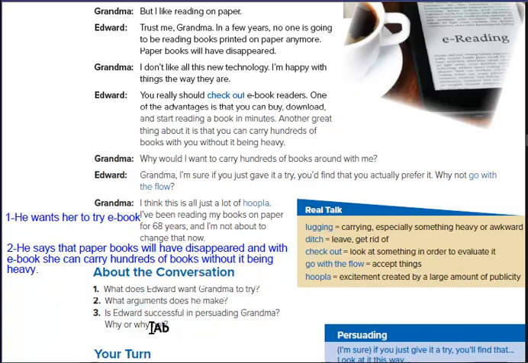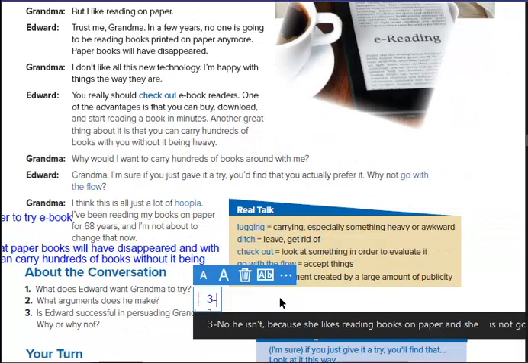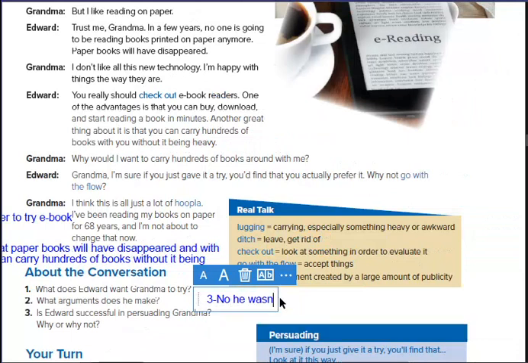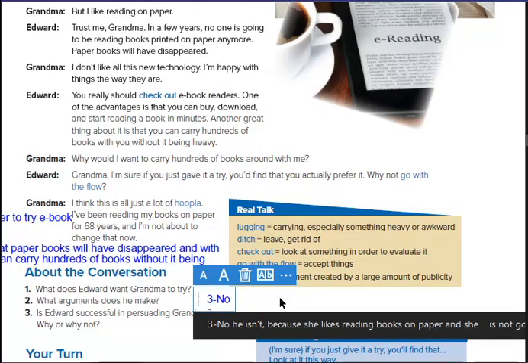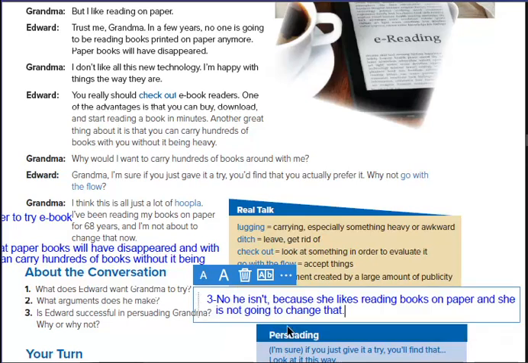طيب عندك هنا was Edward or is Edward successful in persuading grandma? Why or why not? هل نجح في إقناعها؟ لماذا ولم لا؟ What can we say? Was he successful? No, of course not. So he was not successful. Number 3 we say no, he isn't, because she likes reading books on paper.